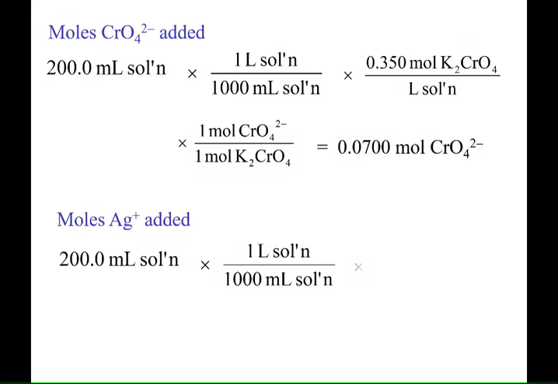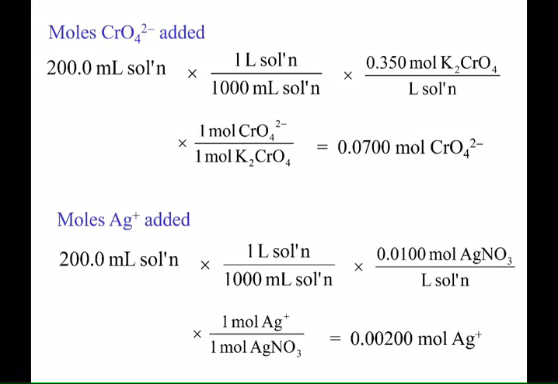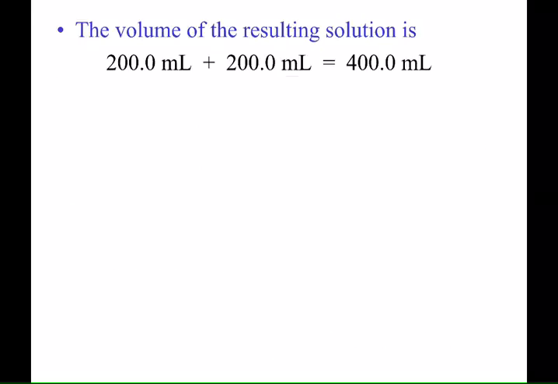Round again to 3 significant figures, and I get 0.00200 moles of the silver ion. So then we're ready to take those moles and divide by 400 milliliters to get molarity. A really common mistake is that students like to just plug those moles right into your QSP. You can't. You gotta go by molarity.